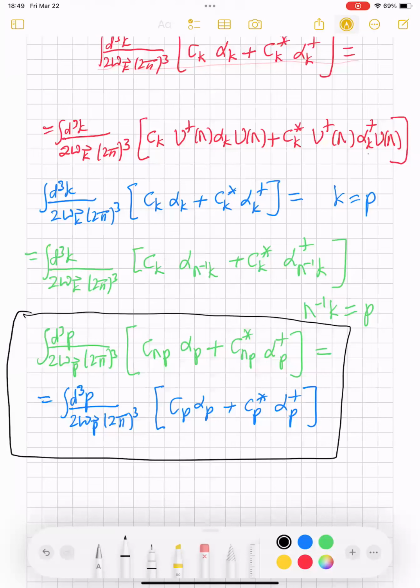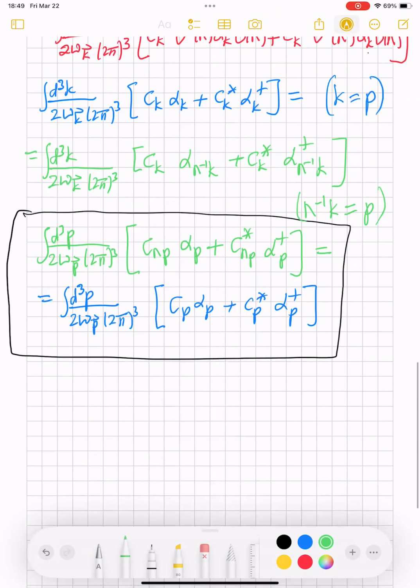Okay, so we just finished doing a change of integration variables. And remember, we can make any change of integration variables that we like because changing integration variables does not change the value of the integral. And we've landed up with this equation in the black box.